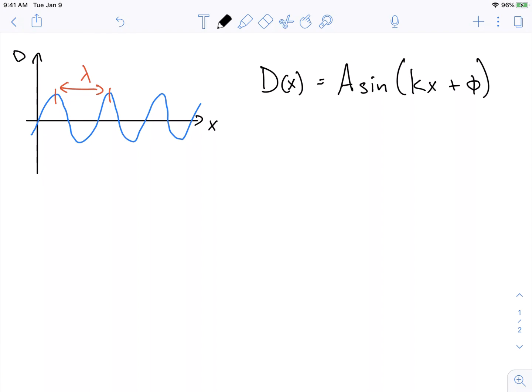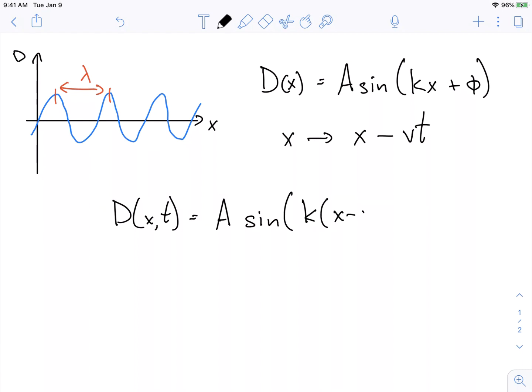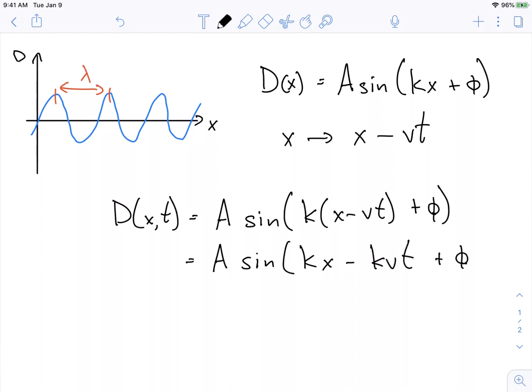And how do I do that? Well, I do exactly what I did before. I'm going to change x to x minus v times t, right? That's what we did before. To make the line move, we eventually made this substitution. Okay, so let's actually substitute this in up here. We get d of x and t. This is going to be a function of two variables now. A sine of k times x minus vt plus phi, some phase shift. Well, let's just look at what we get here. So we get k times x minus kv times t plus phi.